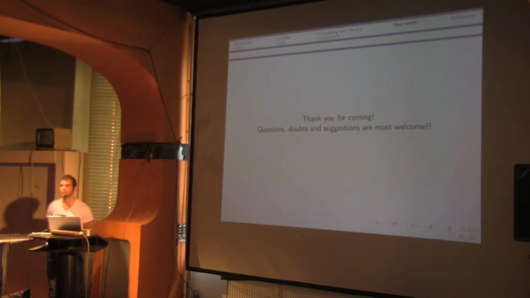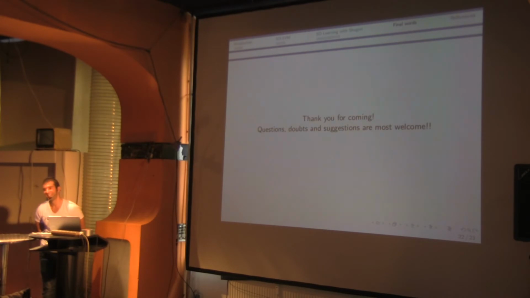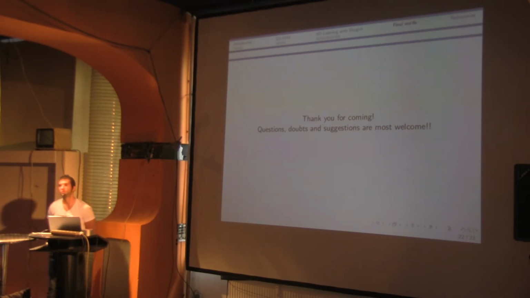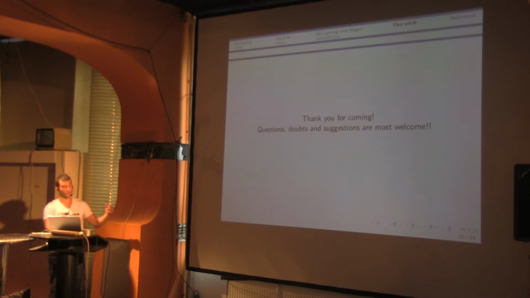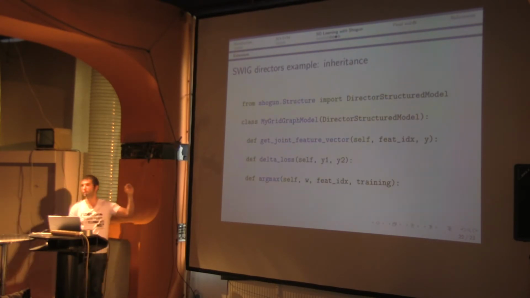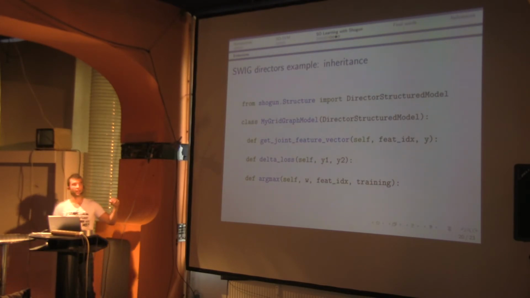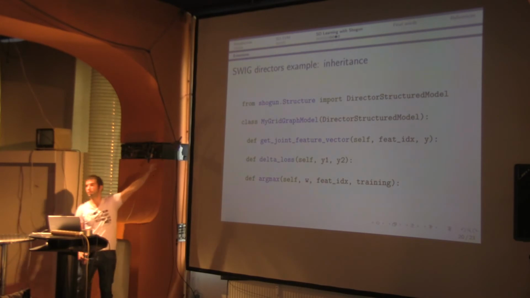Yes, so I really like these director classes that you can extend your model in Python. And I would like to ask, you have some experience doing this. Is it reasonably fast to do this? So I have experience, but from the user point of view. So I didn't implement, for instance, the director structure model. I had to change a couple of things in there, but I just use it from the user point of view. I just did this thing.